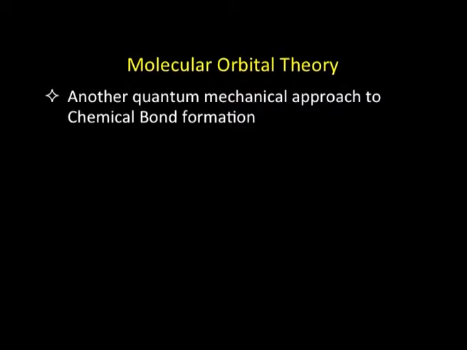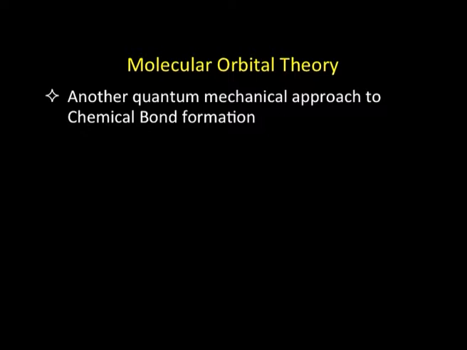So, there is a mismatch there, and we need another theory which can accommodate this experimental fact regarding the magnetic nature of the oxygen molecule. And that theory happens to be molecular orbital theory. It is a quantum mechanical approach to chemical bond formation, like valence bond theory.